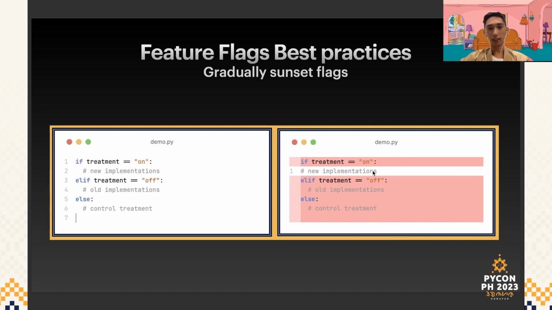And lastly, we have the gradually sunset flags. By sunsetting, we mean we're trying to remove unused feature flags. There are times that the new implementation works pretty well and there are no issues. Then you can remove the conditional statements that use the feature flags. This means that the new implementation is now the permanent feature on the system. And you can go ahead also and proceed with the removal of the feature flag on the management tool.